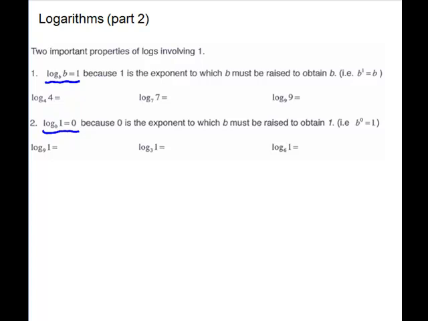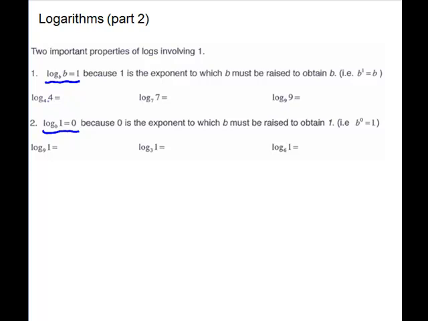Logarithms Part 2. We're going to look at some properties of logs, and the first one is if you take the log base b of b, this is equal to 1. So when the base is the same as what you're taking the logarithm of, it is equal to 1. This is because b to the 1 is equal to b when you change the form.